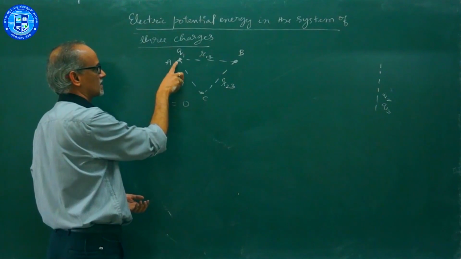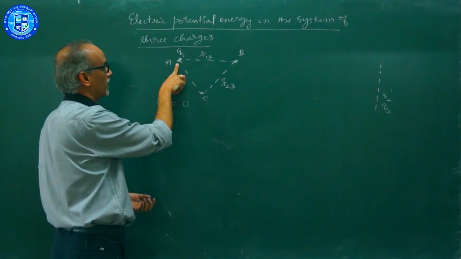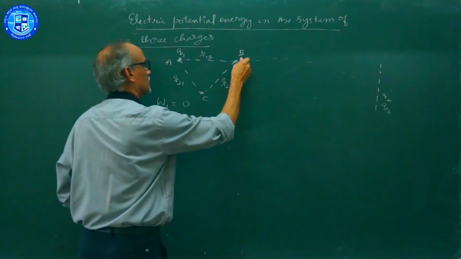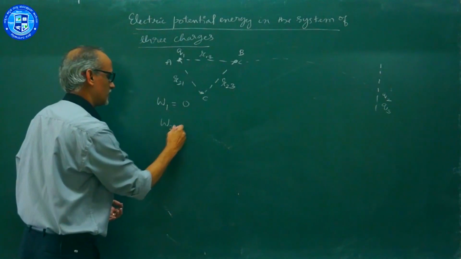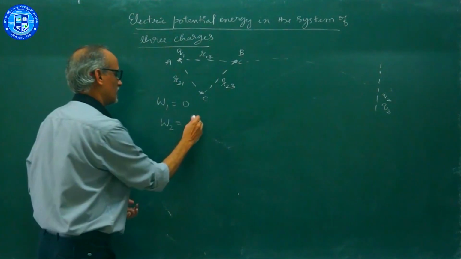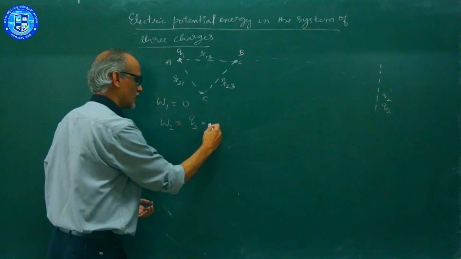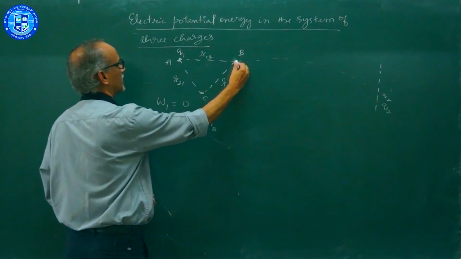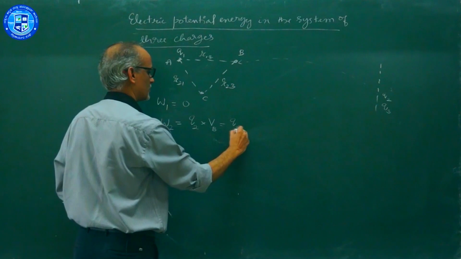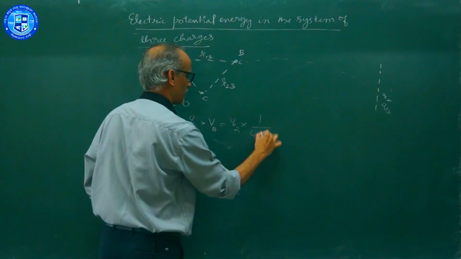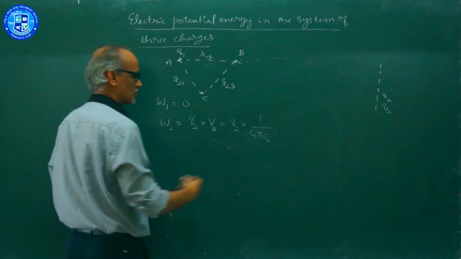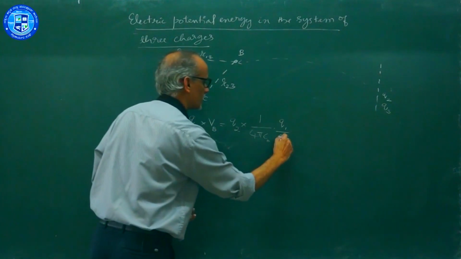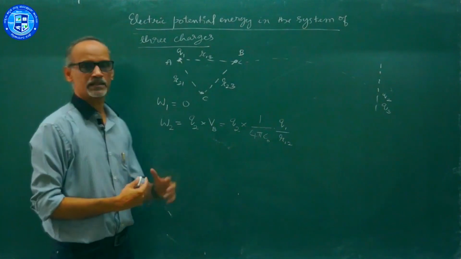Now when I move the second charge, we find there exists a charge Q1 which we have shifted, and there is a field. So work done in moving Q2 to the point B is given by W2 is equal to the charge moved into the potential at the point B. And the potential at that point B is only due to this charge Q1. So that's why it is Q2 into 1 by 4 pi epsilon naught into the charge Q1 by the distance between A and B, which is R12. So this is the work done in moving the second charge.